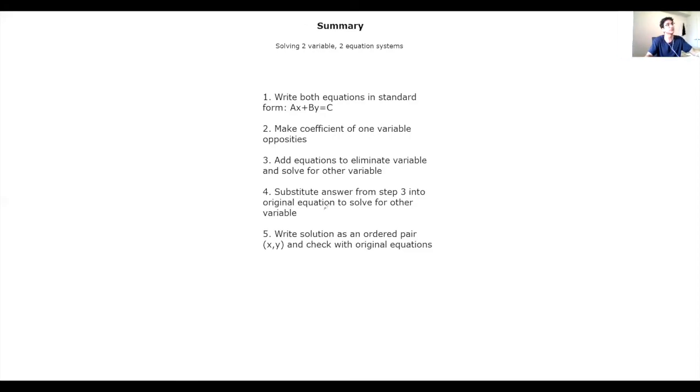The fourth step is to substitute the answer from step 3 into the original equation to solve for the other variable. Once we do get that first variable in step 3, we can just plug it back into any one of the 2 original equations and go from there. And the last step is, once we do get the other variable, and in our example, it was actually x that we got second, we can go ahead and put it in as an ordered pair, and then we can simply plug it back into the other original equation that we didn't use here in step 4. And if our answers match, then we're good to go, and we have, in fact, gotten the right answer.